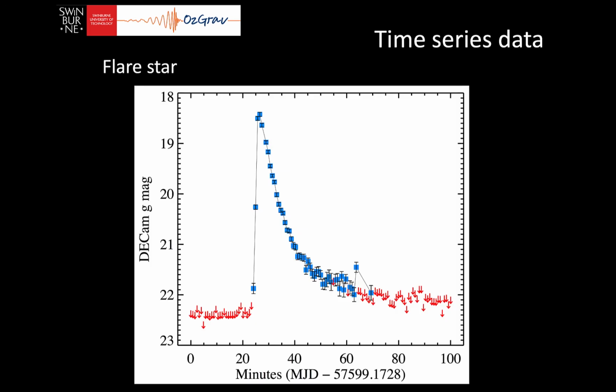And here I'm showing a plot of a flare star, and the red arrows mean that it's not detected, and the blue squares mean that it is detected. What happens over time, and in this case about 40 minutes of time or a little more, is that the object brightens very dramatically within just a couple minutes and then fades slowly away. If we wanted to get more information on this object, we would want a telescope with, say, a spectrograph to get a spectrum of it.